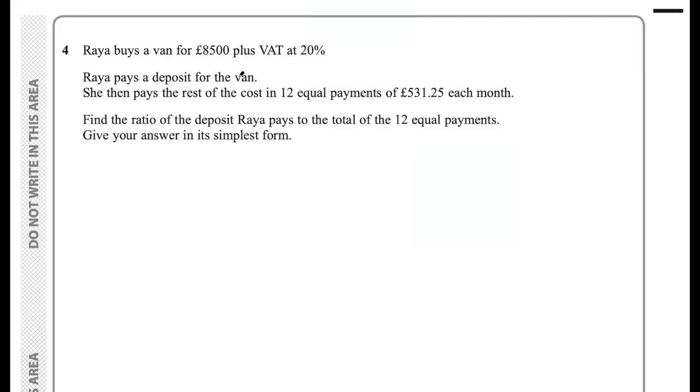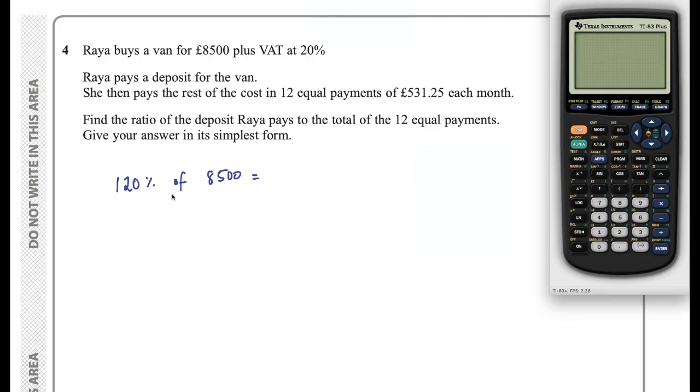So firstly, let's work this out, the total cost of the van. So we're going to do 120% of 8,500. This is one way to do it. You could also find 20% and add that on. But when it's a calculator paper, I would suggest doing it this way, because then you can use something called a multiplier. So if you're working out a percentage of an amount with a calculator, you can use a multiplier.